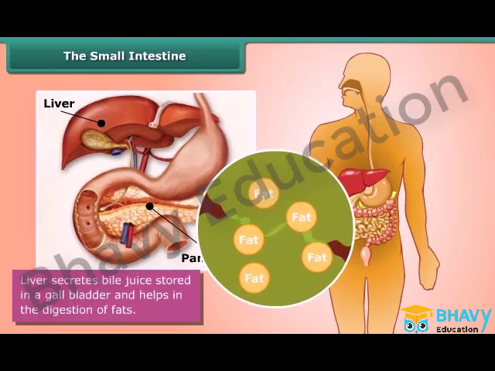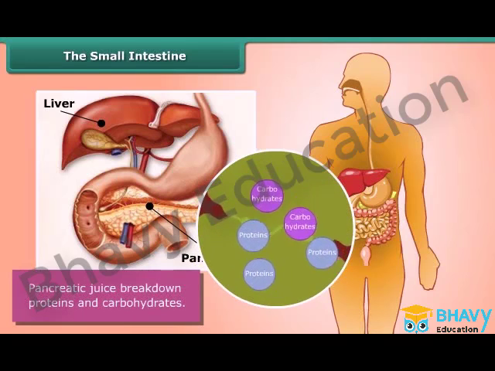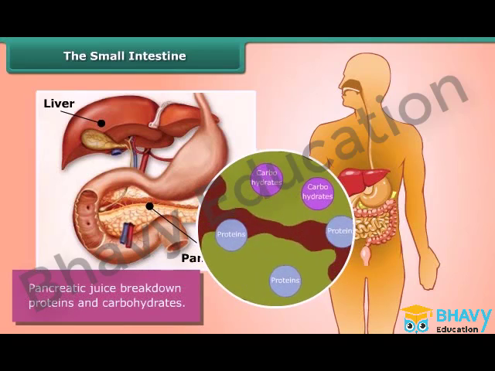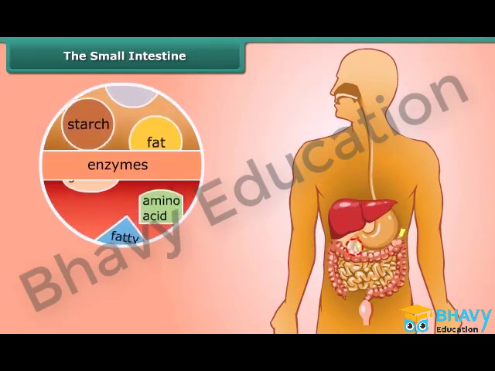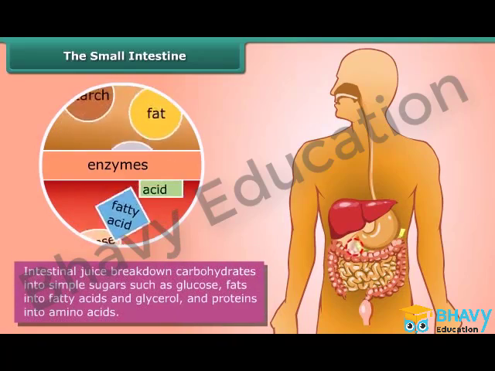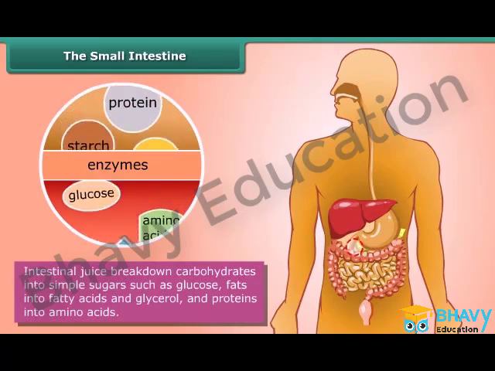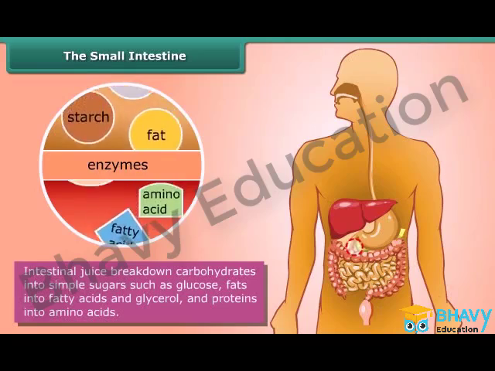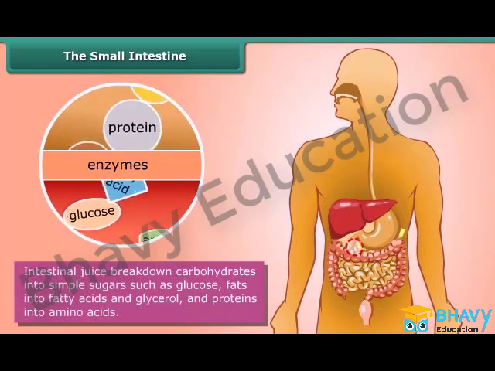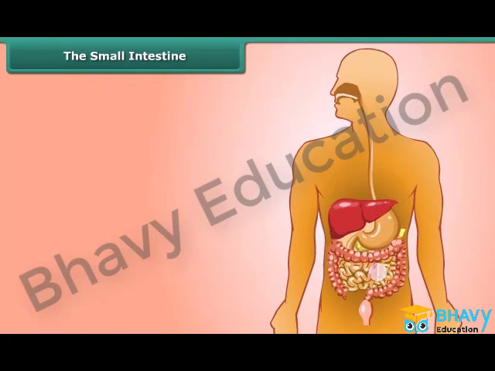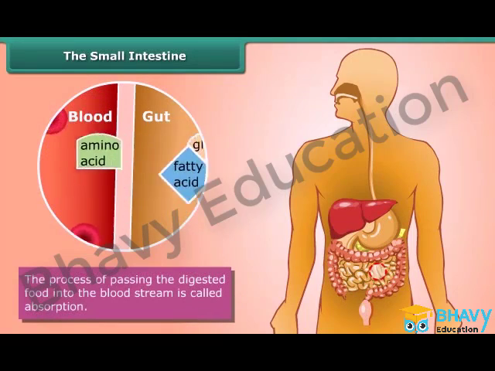Liver secretes bile juice stored in a gallbladder and helps in the digestion of fats, whereas pancreatic juice breaks down proteins and carbohydrates. After that, partly digested food reaches the small intestine, and intestinal juice breaks down carbohydrates into simple sugars such as glucose, fats into fatty acids and glycerol, and proteins into amino acids and completes the digestion of the food. Now the digested food passes into the bloodstream. We call this process absorption.